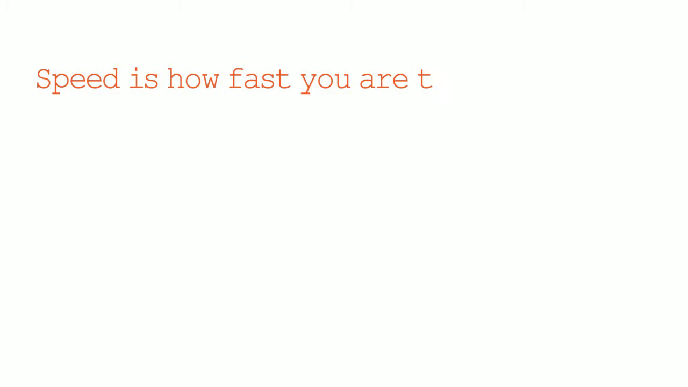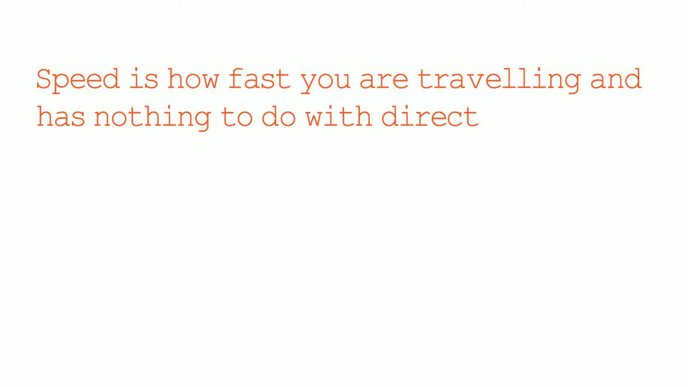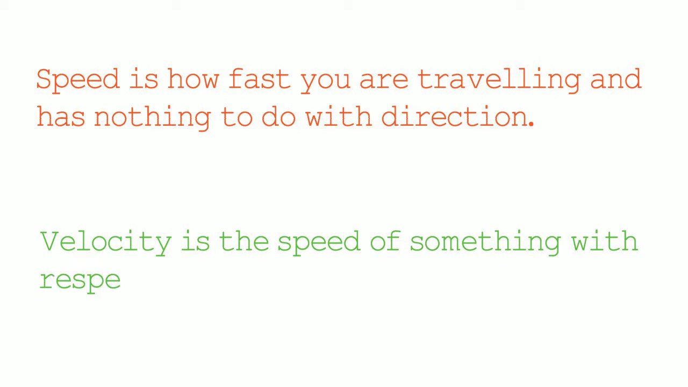Speed is how fast you are travelling and it has nothing to do with direction. For example, I could be travelling at a speed of 40 miles an hour. Velocity is the speed of something with respect to a direction. For example, a velocity would be 40 meters per second in a northwards direction.